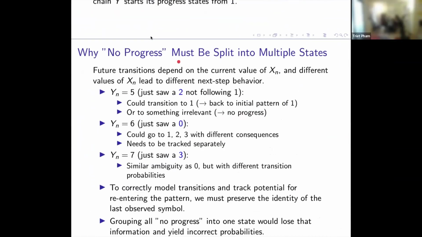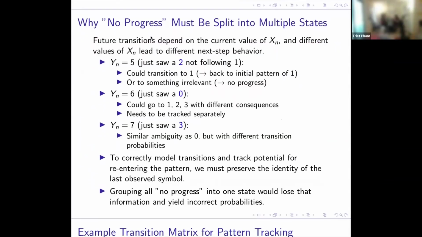Because future transitions depend on the current values of X. And different values lead to different next step behavior, right? And of course, these are 3 different behaviors that we need to separate out, okay?